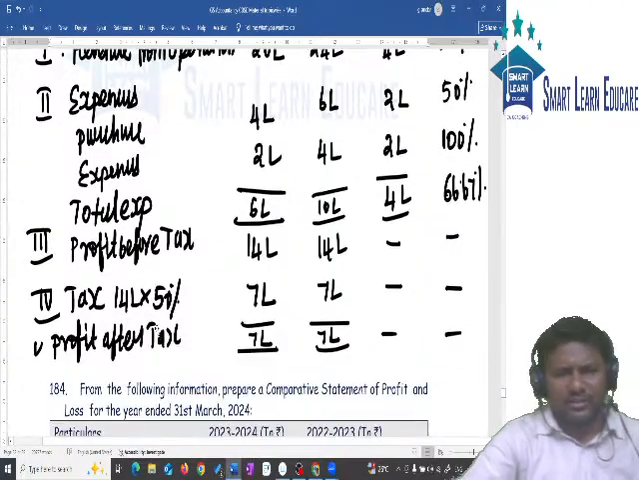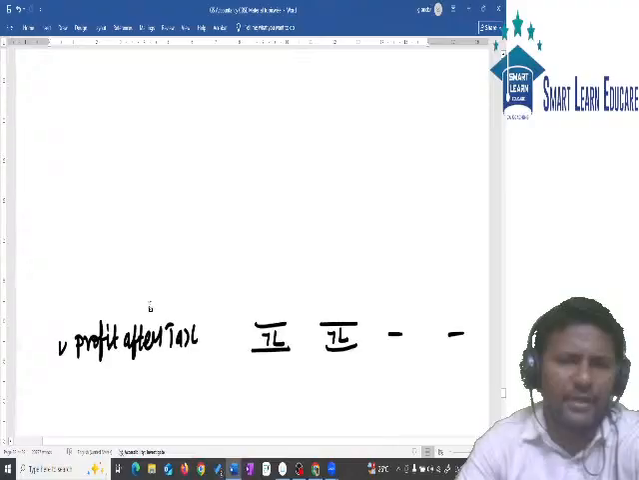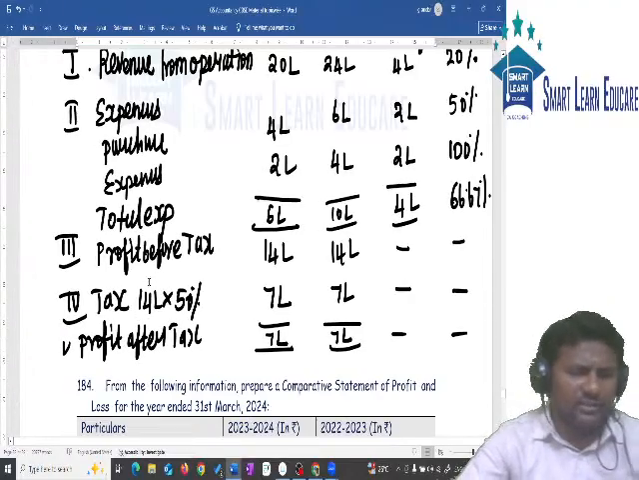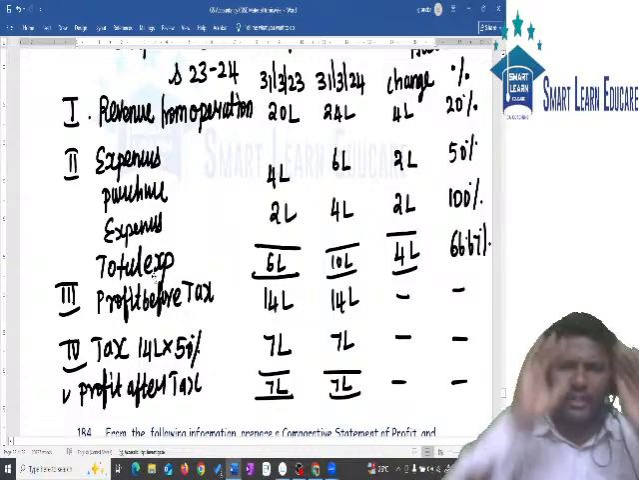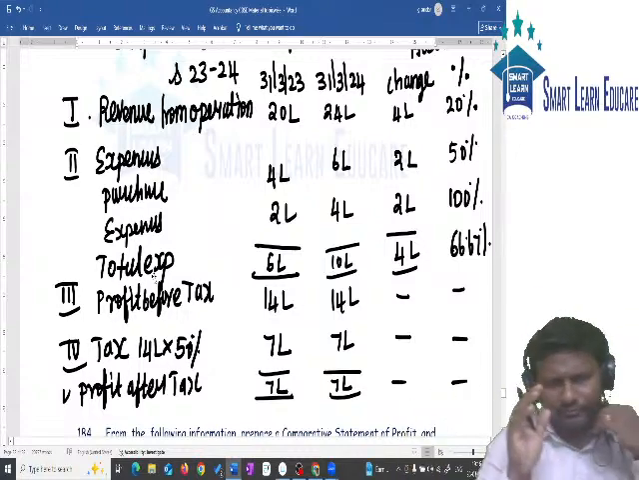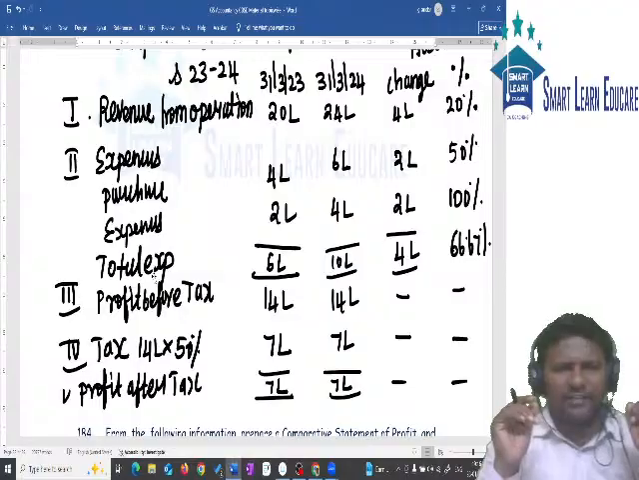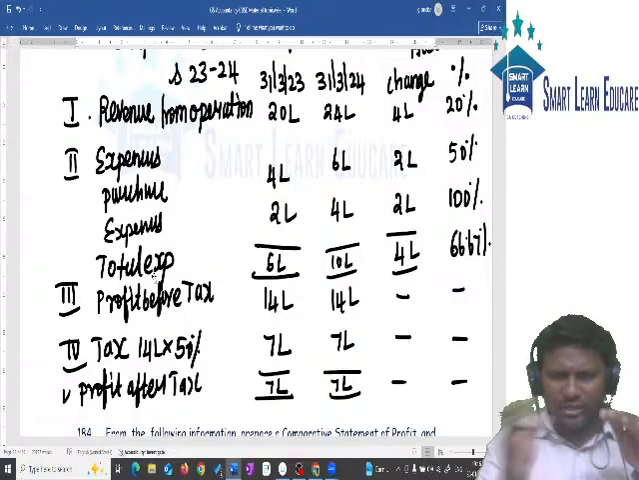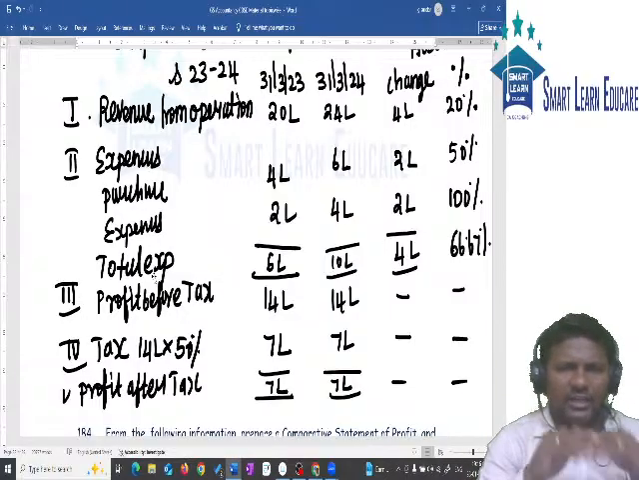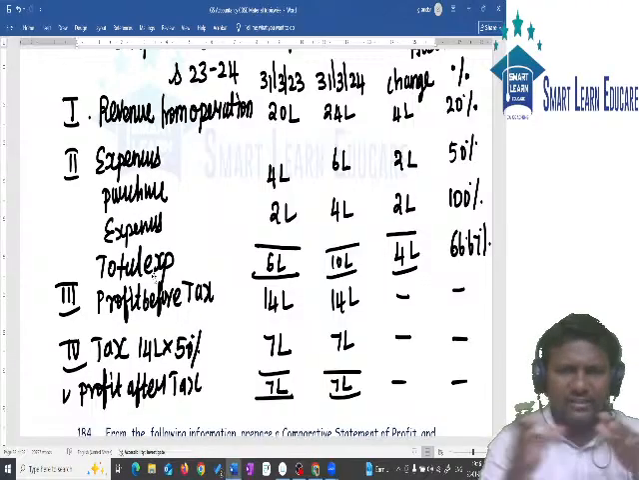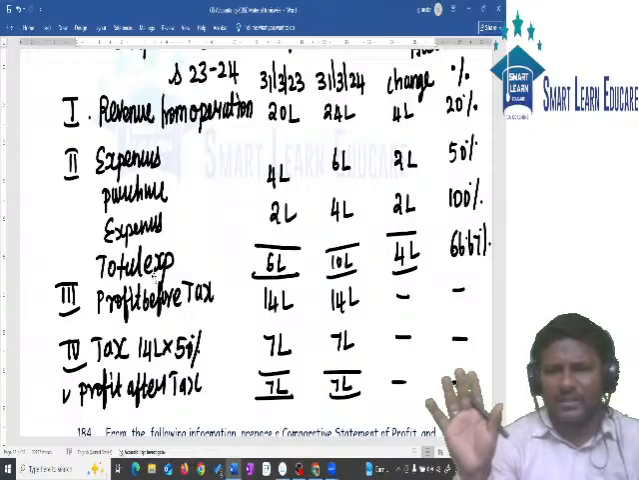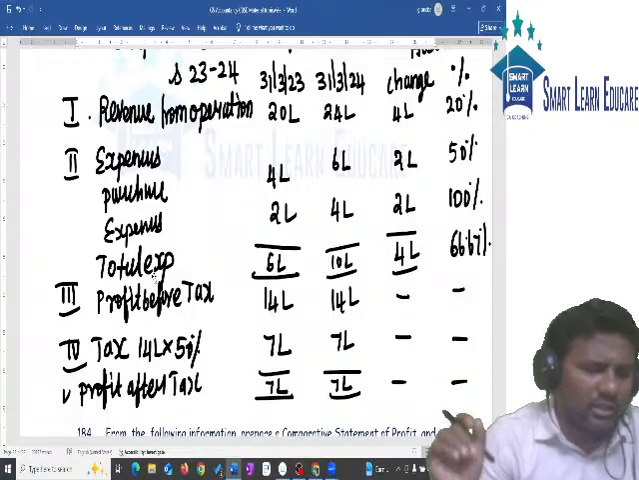That's all. This is called as what? Comparative income statement. Nothing, all the information is given in the question. Just we need to compare last year information with current year, and whatever increase or decrease is there, we should express in terms of percentage. That's all.